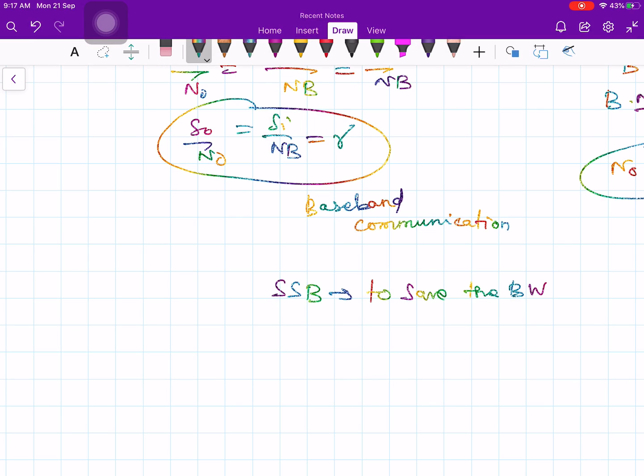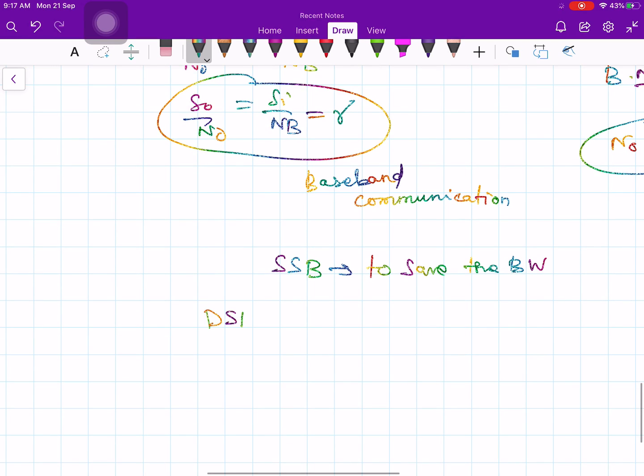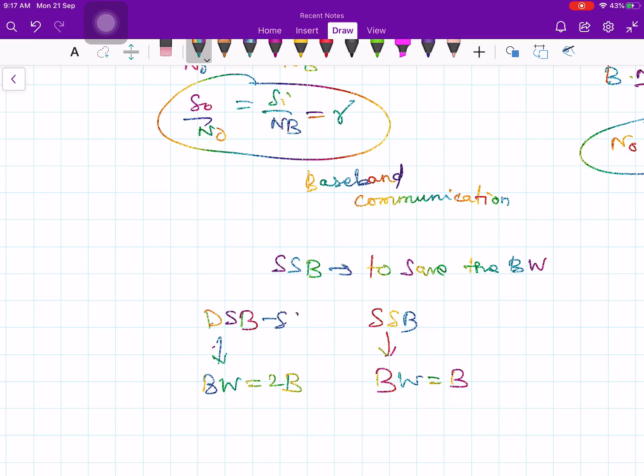The SSB has the advantage over DSBSC by having lesser bandwidth. You can save the bandwidth. Instead of 2B, you can use simply B. So if it is DSB, what is the bandwidth requirement? Bandwidth requirement is 2B. And if it is SSB, what is the bandwidth requirement? It is B hertz. That means you are saving the bandwidth, but you are not getting the performance in terms of noise compared to DSB-SC. So it is expected.